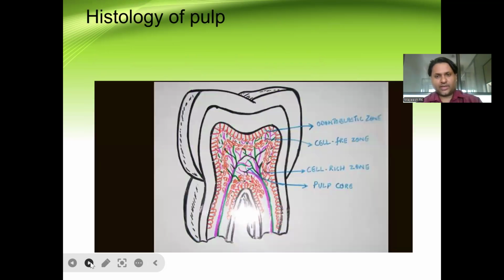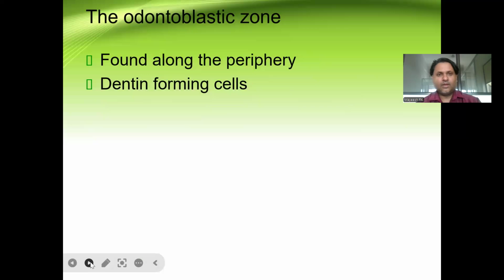Now here you can appreciate the different zones. First is the odontoblastic zone. You have the cell-free zone, which is otherwise called the zone of Weil. Then you have the cell-rich zone, which consists of a lot of cells, including the fibroblast. And then you have the pulp core. We'll go one by one into these zones.